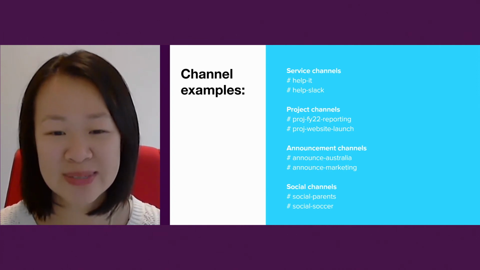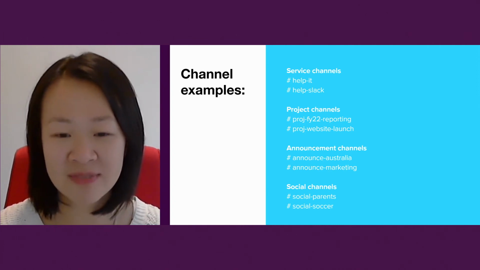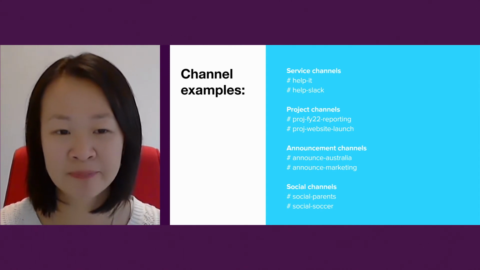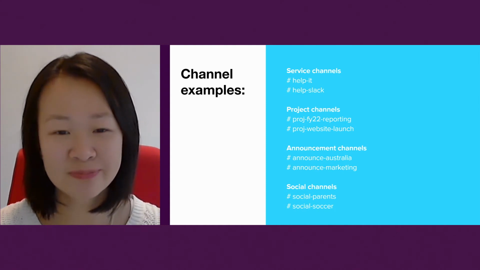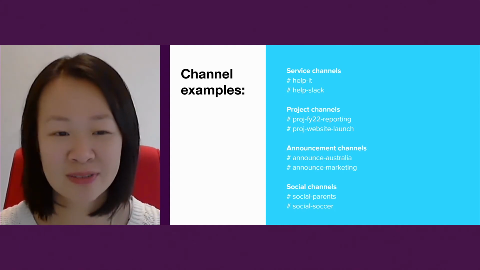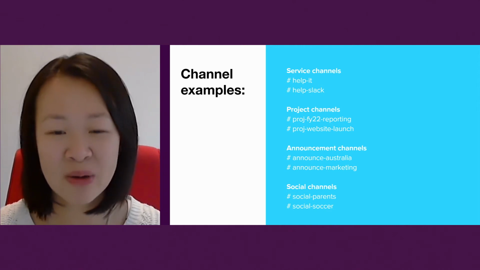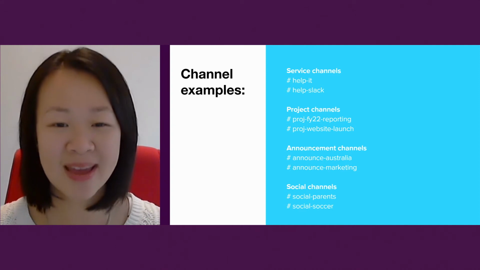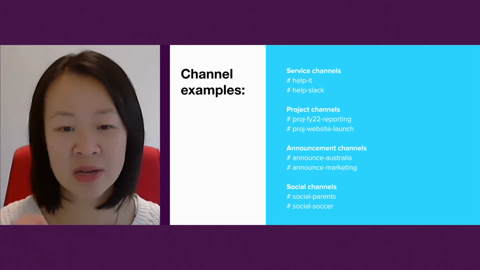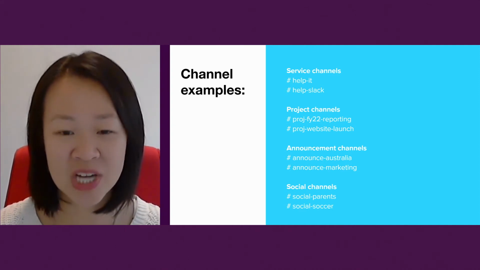So here's some examples. I talked about following a channel naming convention and setting some prefixes for your organisation or team. So here's some example channels. In Slack, you're free to create as many different channel conversations as you want. Typical ones that we see are help channels or service channels, and these are denoted based on the naming convention help dash. So help-IT, help-Slack.